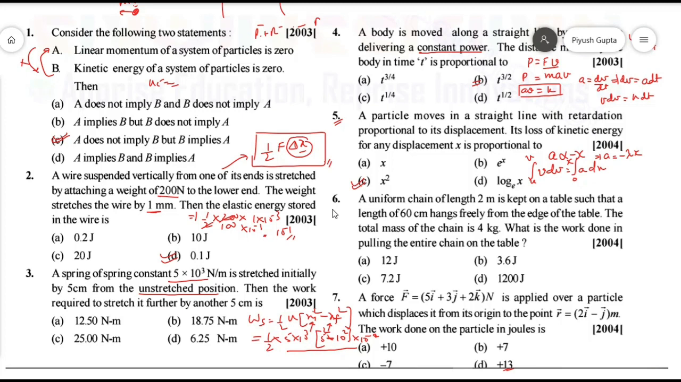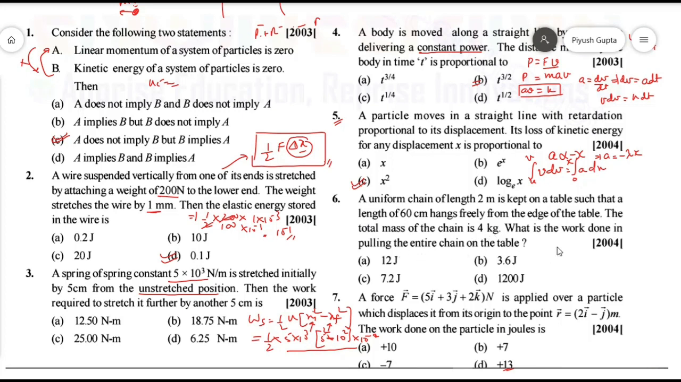Okay, now move on to question number 6. A uniform chain of length 2 meter is kept on a table such that a length of 60 centimeter hangs freely from the edge of the table. The total mass of the chain is 4 kg. What is the work done in pulling the entire chain on the table?